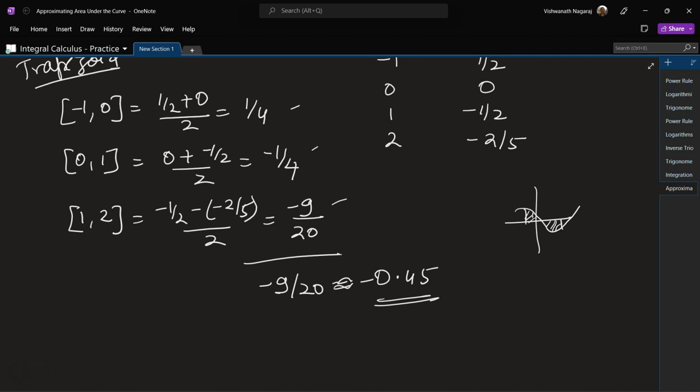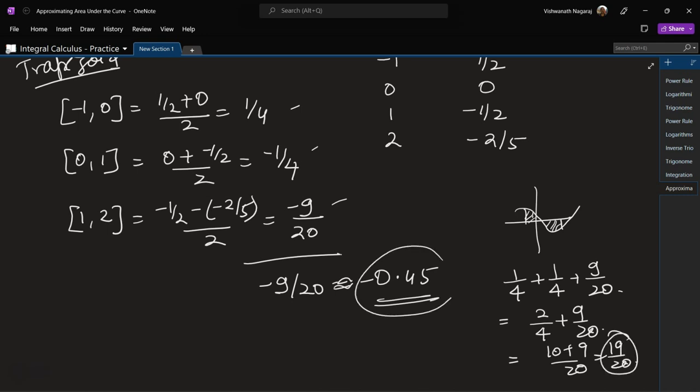Otherwise, if we are going to ignore the negative part, it will be 1 by 4 plus 1 by 4 plus 9 by 20. So we would be taking the absolute values of these individual areas. Which gives us 2 by 4 plus 9 by 20, which gives us 10 plus 9 by 20, which is 19 by 20. So this would be, if we don't ignore negative areas, we basically add this negative area to the other areas.